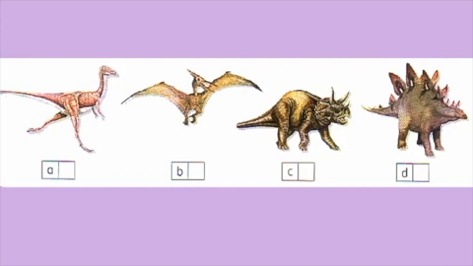Pteranodons weren't dinosaurs. They were flying lizards. They had beaks and big wings. They ate fish, just like many birds do today.